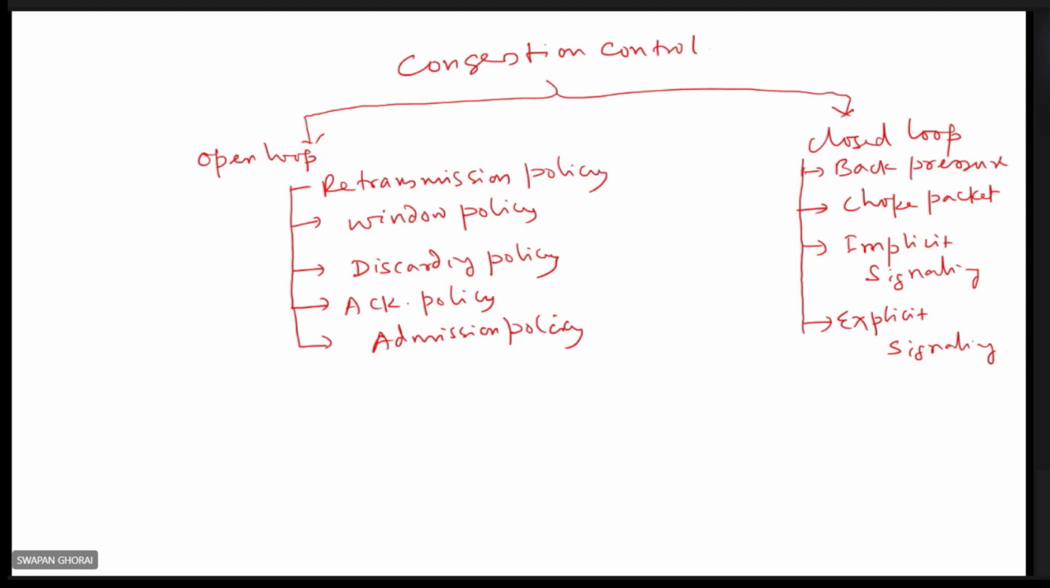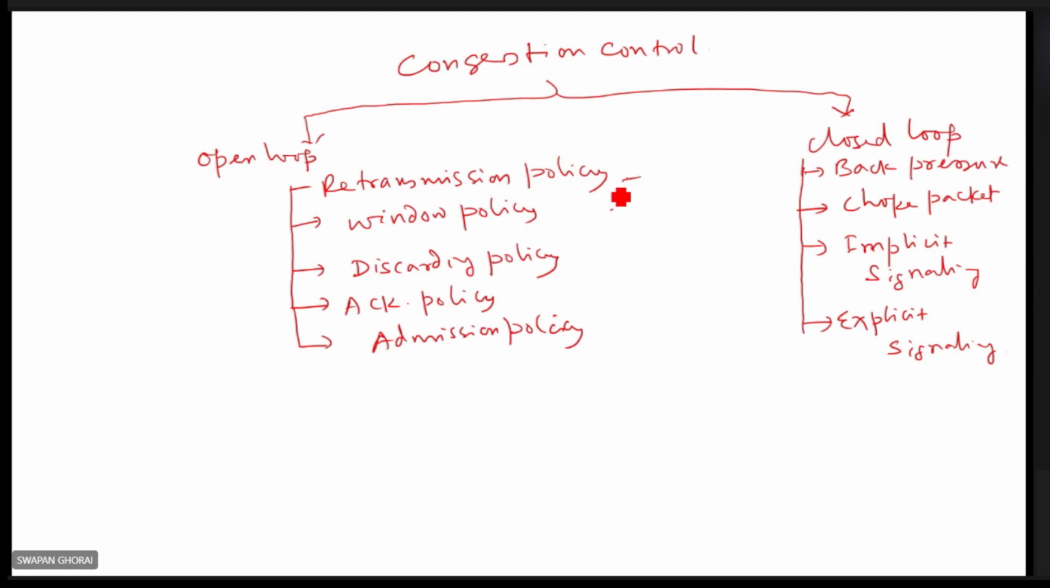So you see one by one. In the retransmission policy, when the sender feels that the sent packet is lost or corrupted, at that time the packet needs to be retransmitted. The sender only guesses that the sent packet is lost or corrupted, and it has to be retransmitted. So it may increase congestion, but a good retransmission policy can prevent congestion. That is the retransmission policy.